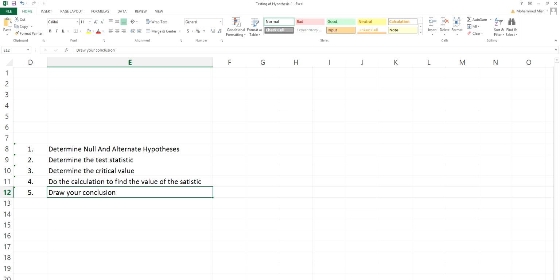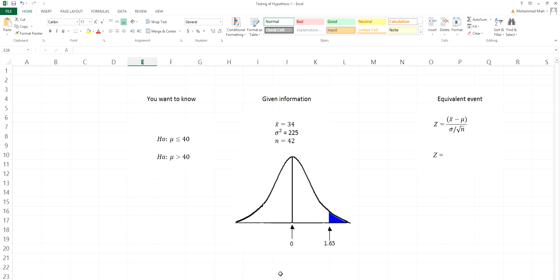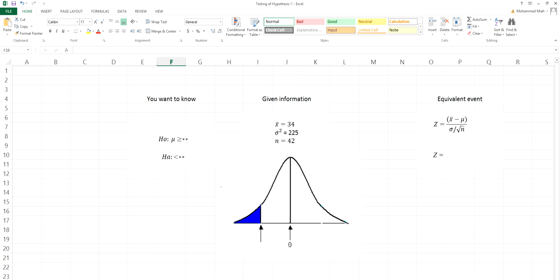Now, we discussed the right-sided test because my alternate hypothesis was greater than some number. It is possible that my alternate is less than some number. If that is the case, then I will do a left-sided test, a lower tail test. The critical value will be on the lower tail.